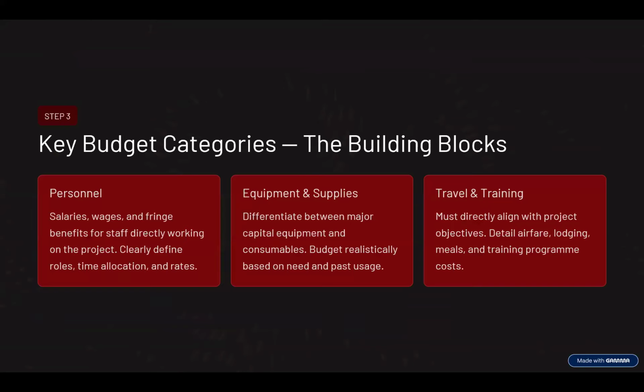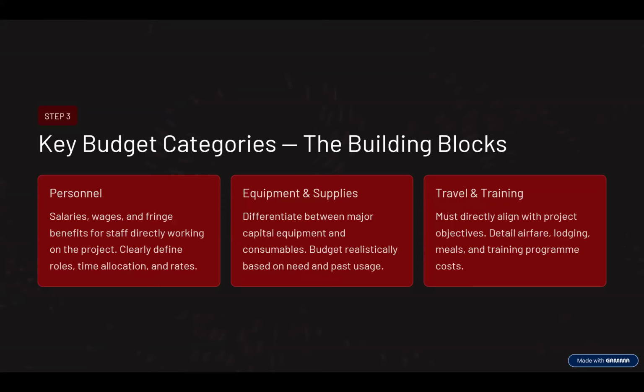Then step three is the key budget categories. This is for the direct aspect. For the direct aspects, the three major categories sometimes are personnel, equipment, and travel and training. When dealing with personnel, that is the payment of human labor, that is salary, wages, or benefits paid to everyone that will be working on the project. You have to clearly define the role, what each person is doing, whether the person is a research assistant, the PI, a lab person, or a data collector. You have to clearly define the roles of each person and their rates.